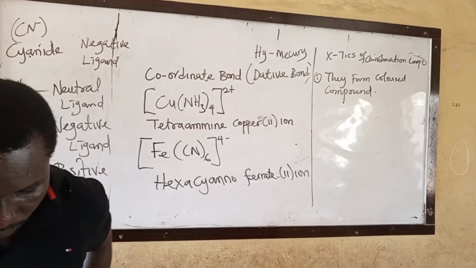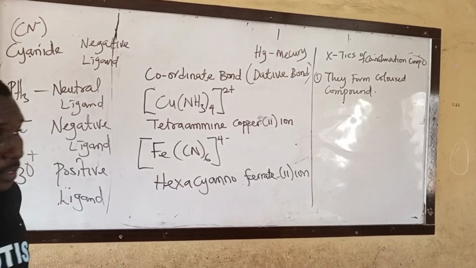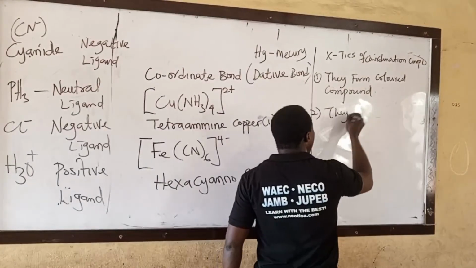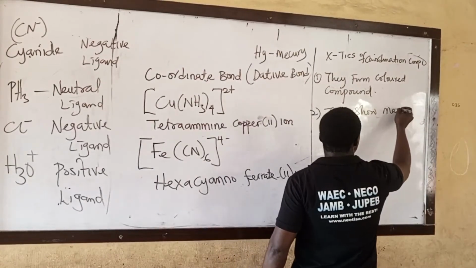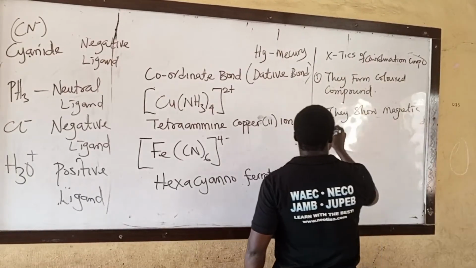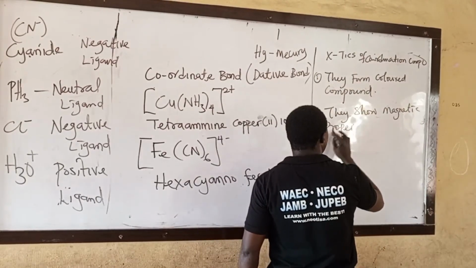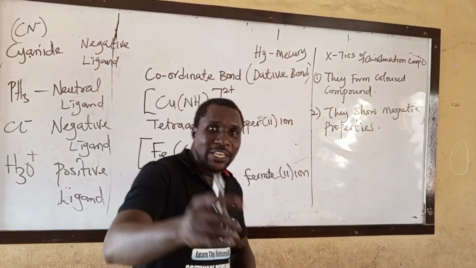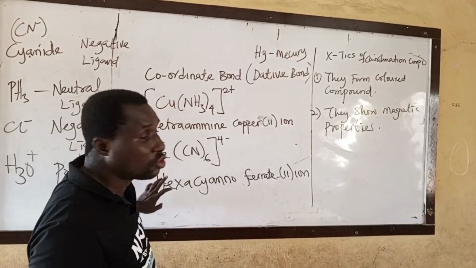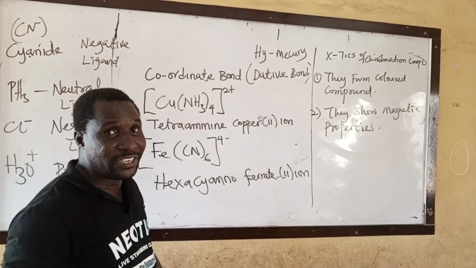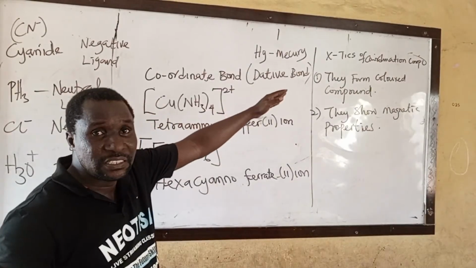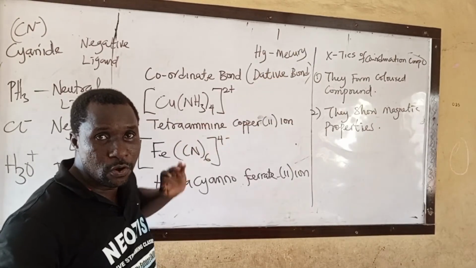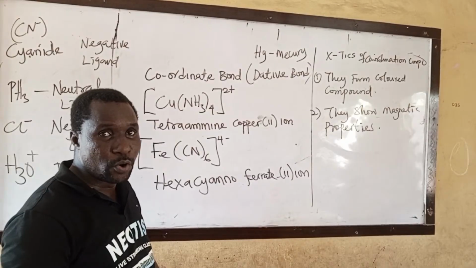Number two, they show magnetic properties. Why do they show magnetic property? Because of the transition metals: copper, iron, gold, silver, cobalt, chromium. They show magnetic property.